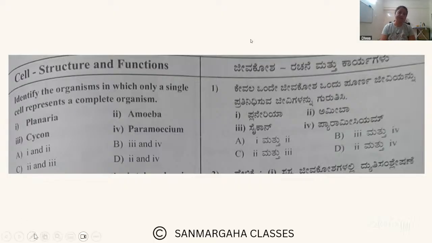So what is the first question we have? Identify the organisms in which only a single cell represents a complete organism. So here they are saying single cell represents a complete organism, means the whole organism is made up of single cell. Okay, so that means single celled organisms, right?